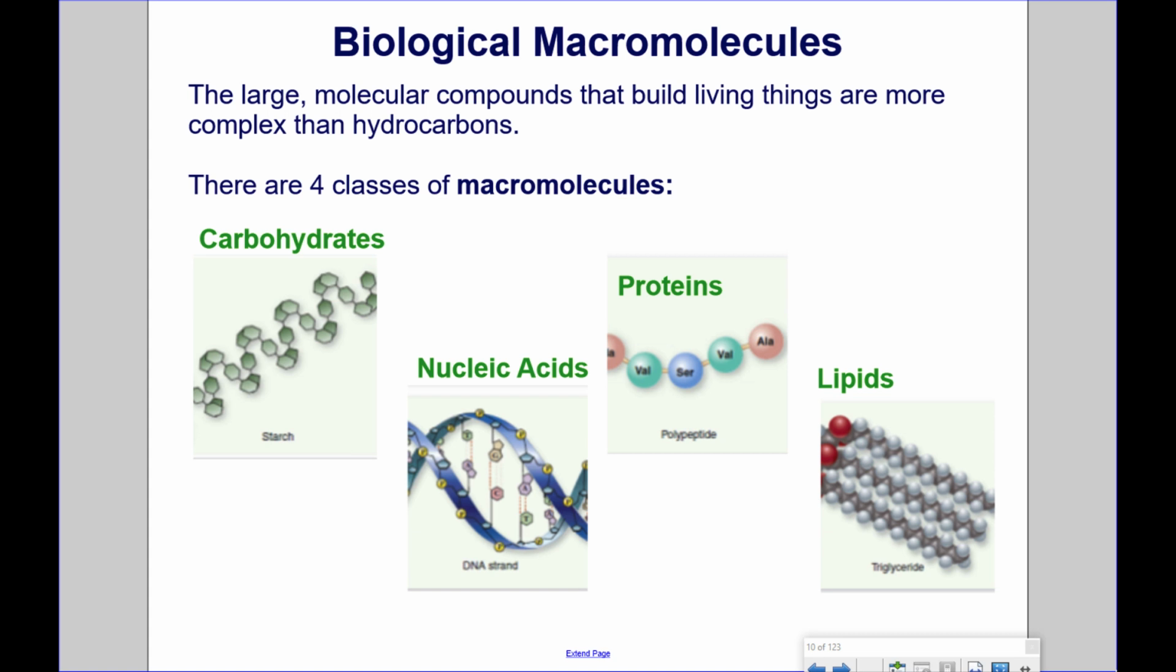Biological macromolecules. The large, molecular compounds that build living things are more complex than hydrocarbons. There are 4 classes of macromolecules: carbohydrates, nucleic acids, proteins, and lipids.